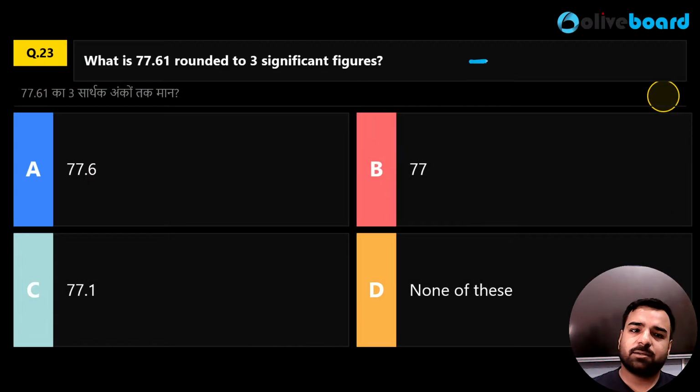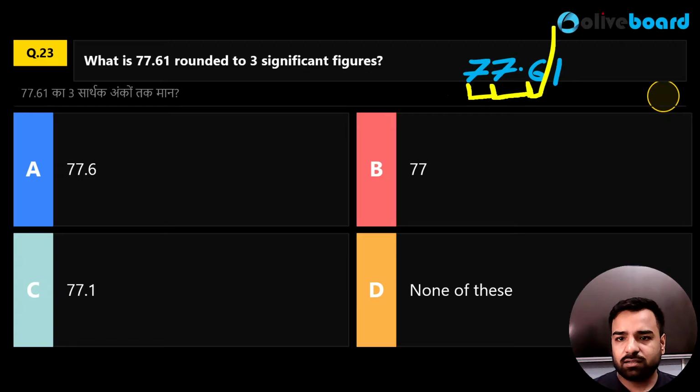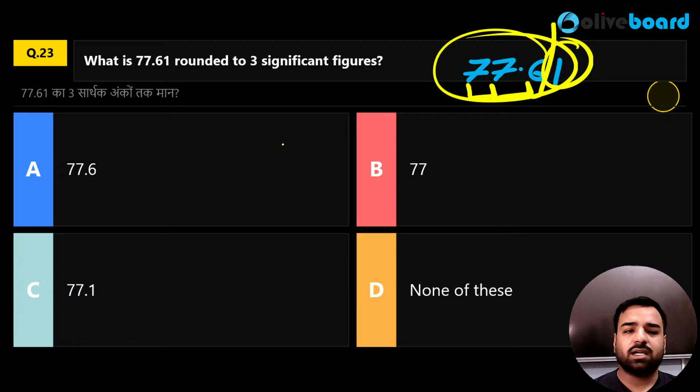What about this? 77.61. And guys, this time there's no leading zero, right? So yes, we'll count it from here only. 1, 2, and 3. Line. Less than 5. Don't do anything, it is as it is, 77.6. Option A is the answer. Great, perfect.